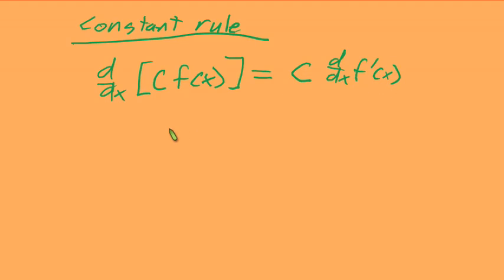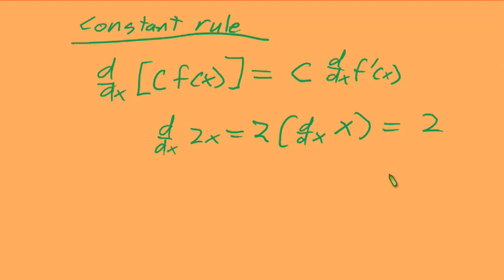We actually kind of did this before. We did the derivative of 2x: we pulled the 2 out, then we found the derivative of x, and then we multiplied the 2 back in. So that's a pretty easy one. The other thing is the derivative of any constant always equals 0. It does not matter how big the constant may be. It is always going to equal 0.